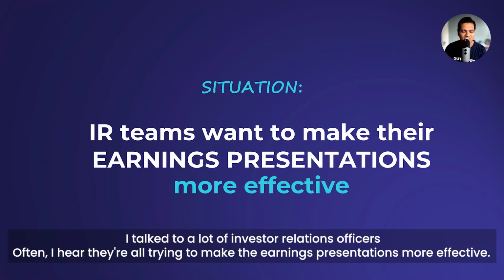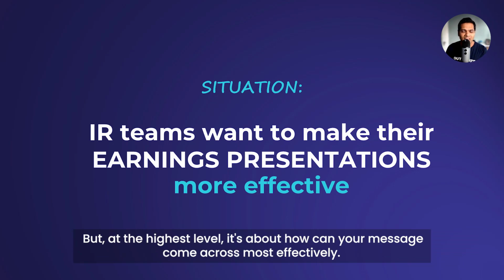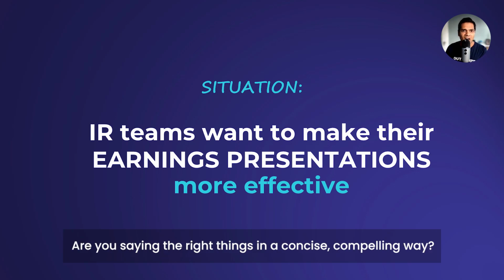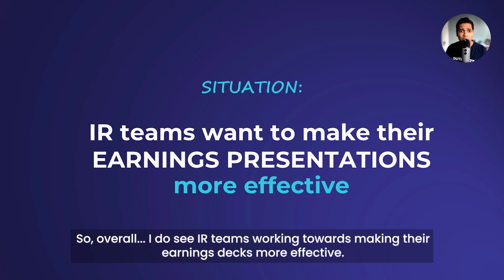I talk to a lot of investor relations officers. Often I hear they're all trying to make the earnings presentations more effective. When I say more effective, it can mean different things to different people. But at the highest level, it's about how your message can come across most effectively. Are you saying the right things in a concise, compelling way? Some others think of an effective earnings presentation as: is it easy to create each quarter? Is it flexible enough? So overall, I do see IR teams working towards making their earnings decks more effective.